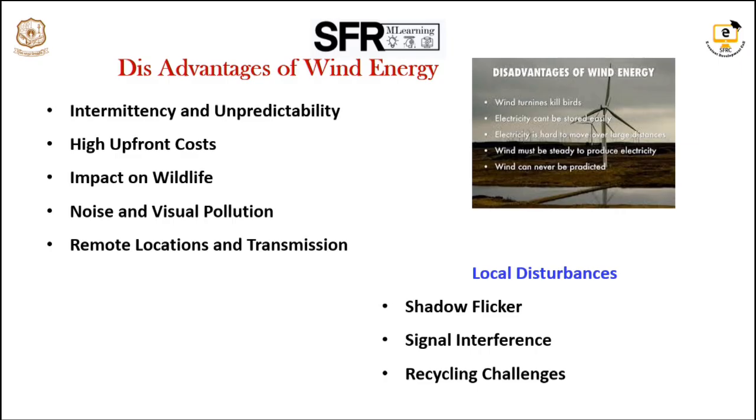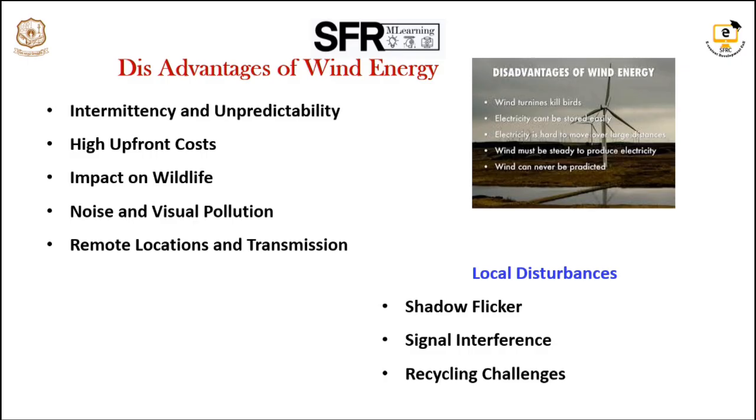The third thing is impact on wildlife. Rotating blades pose a collision risk to birds and bats. Construction can also disturb local habitats and migration patterns. Fourth one is noise and visual pollution. Turbines generate mechanical and aerodynamic noise that can disturb nearby residents. Many people also consider them eyesores that spoil natural landscapes, leading to local opposition.